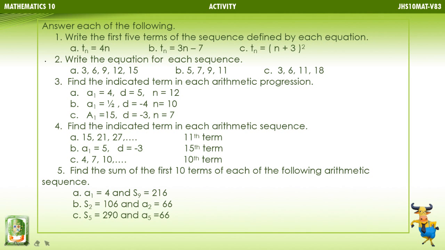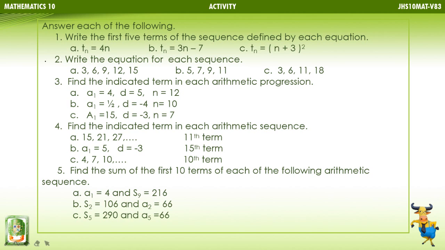Answer each of the following. 1. Write the first 5 terms of the sequence defined by each equation. A. a sub n equals 4n. B. a sub n equals 3n minus 7. C. b sub n equals n plus 3 times 2. 2. Write the equation for each sequence. A. 3, 6, 9, 12, 15. B. 5, 7, 9, 11. C. 3, 6, 11, 18.